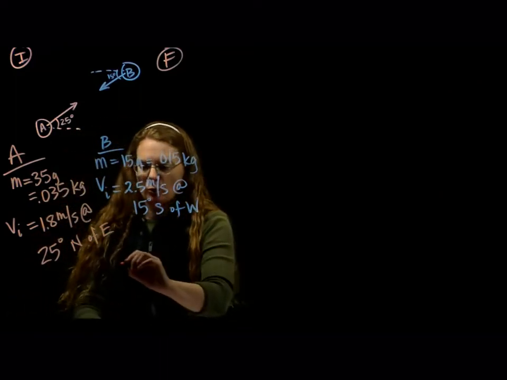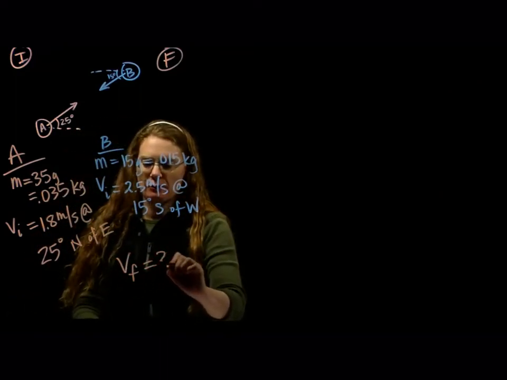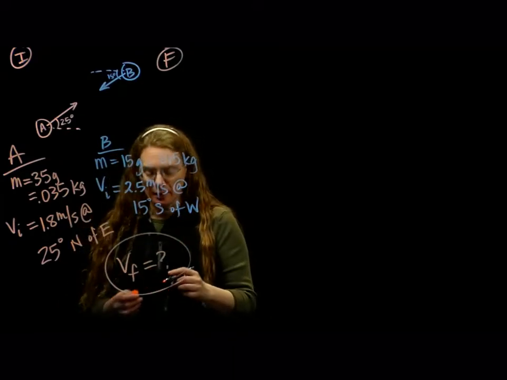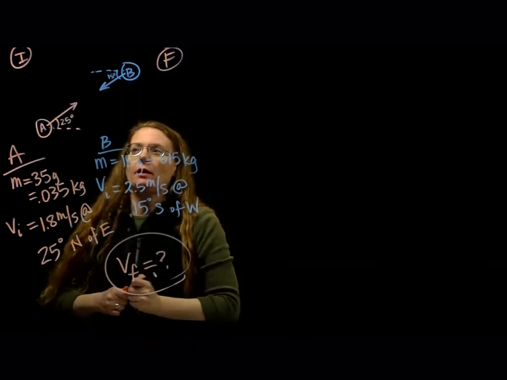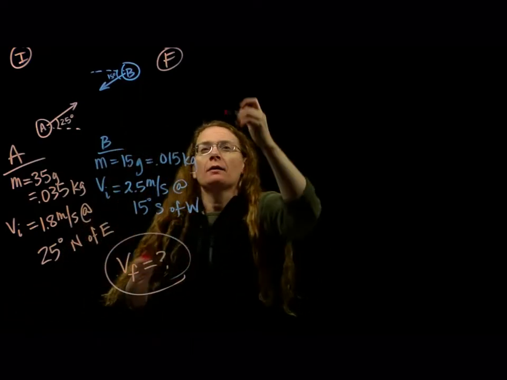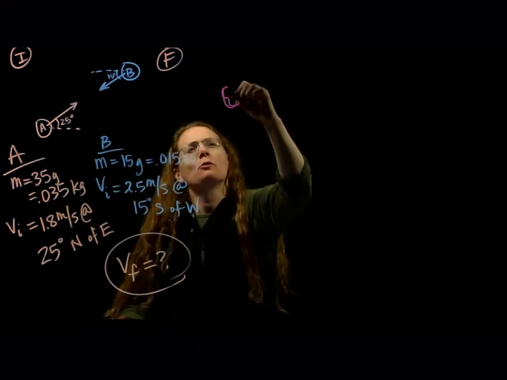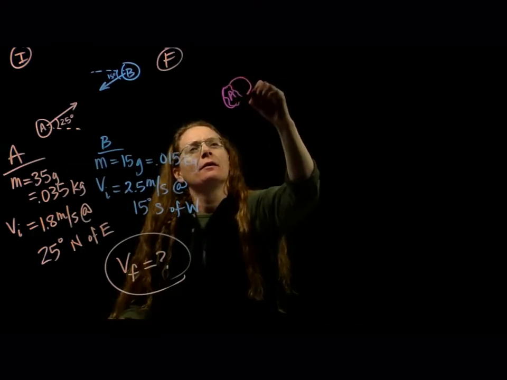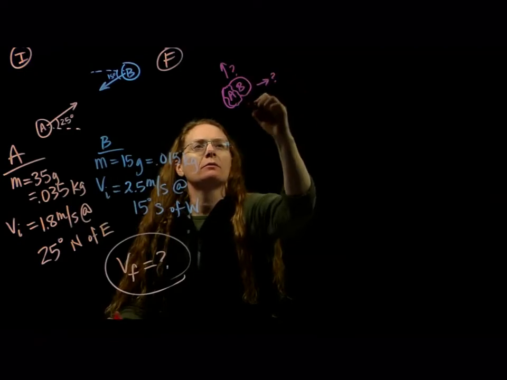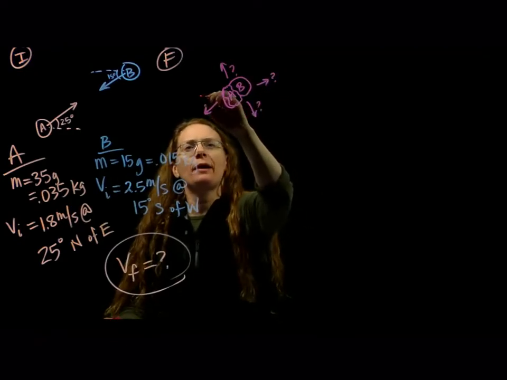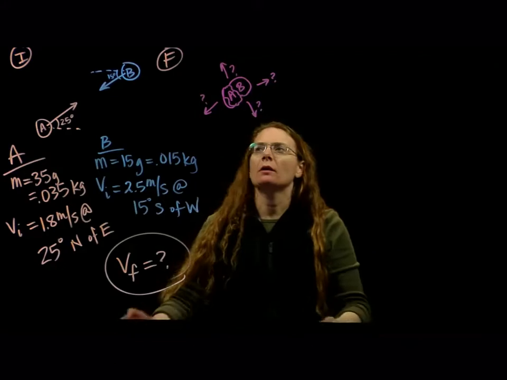We want to know what is V final for the combined glob. So these two are going to smash together, and then they're going to stick together. So here let's do A like that, and B like that, and we want to know, where's this thing going? What direction is it moving? How fast? So that's what we're going to do.